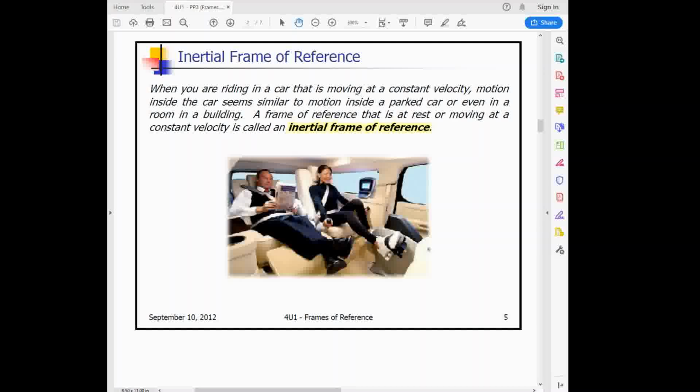But if the car accelerates or decelerates while the ball is in the air, the ball will either fly forwards or backwards. This is because when we have an acceleration that's not equal to 0, the frame of reference changes from inertial to non-inertial.